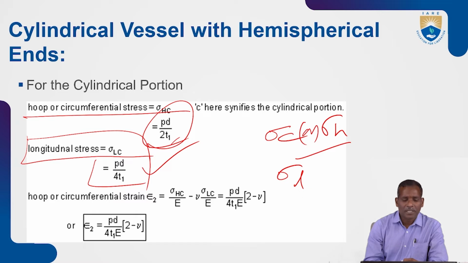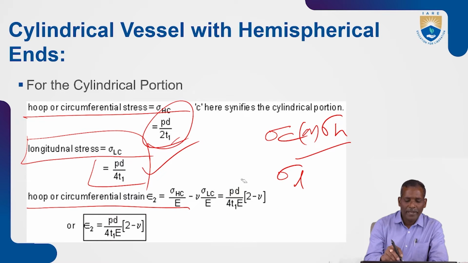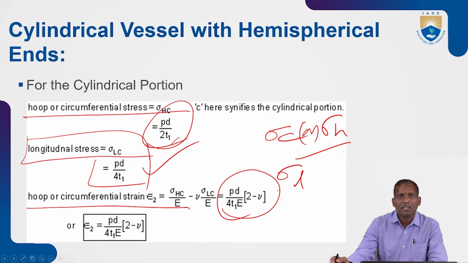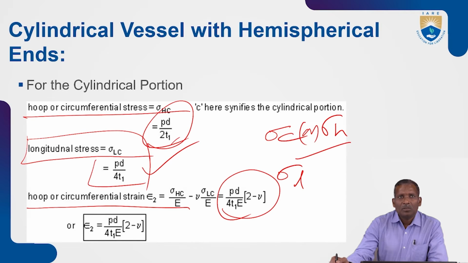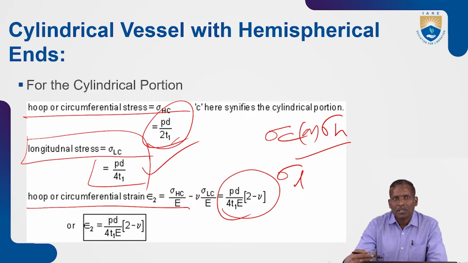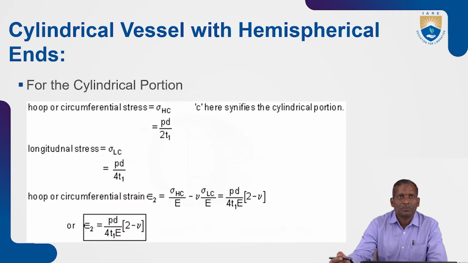For the hoop or circumferential strain, applying this equation we will get PD by 4T1 E into (2 minus mu). So the hoop or circumferential strain, epsilon 2, you can write in terms of Poisson's ratio as PD by 4T1 E into (2 minus mu).